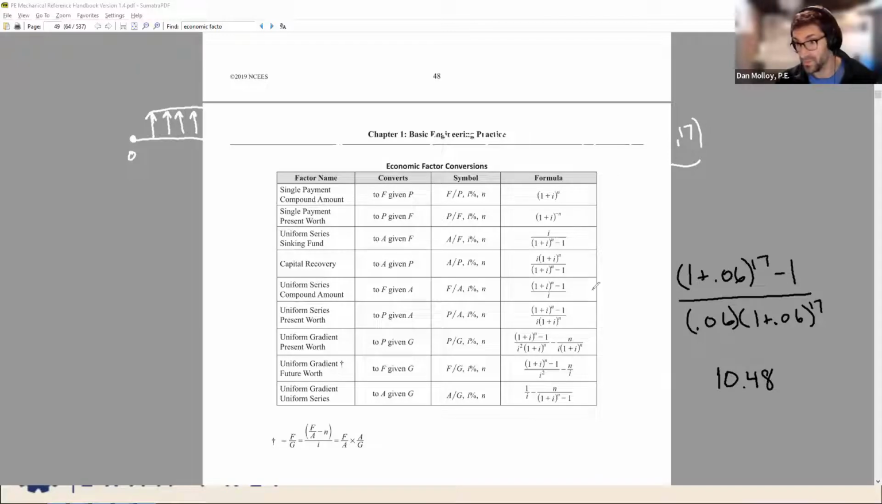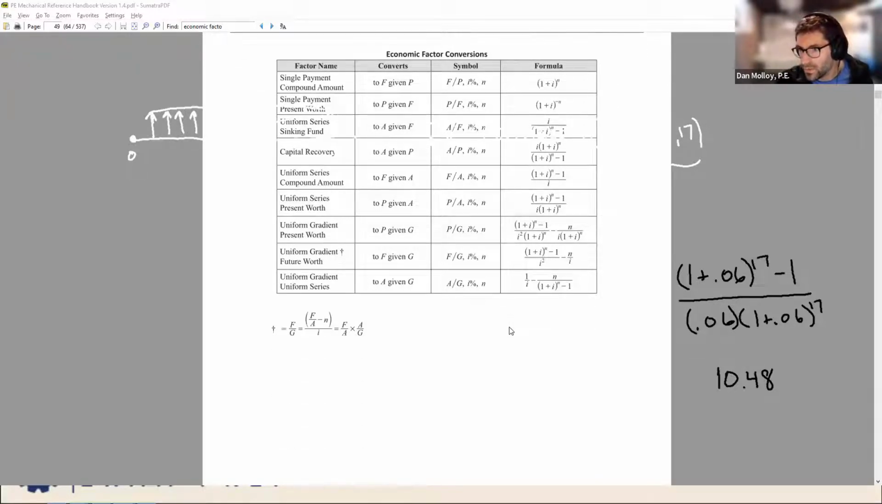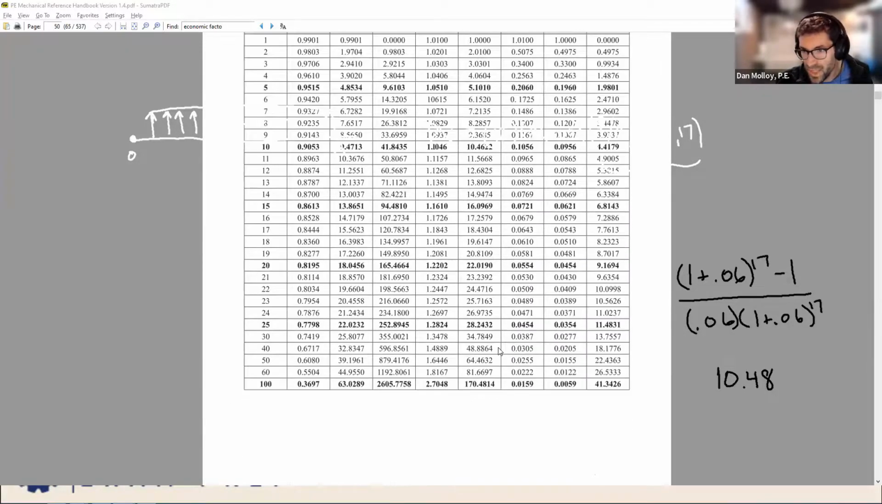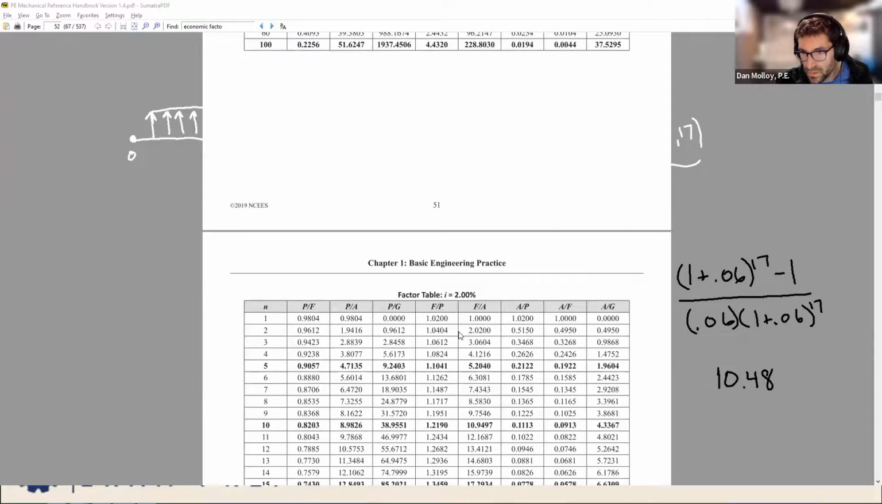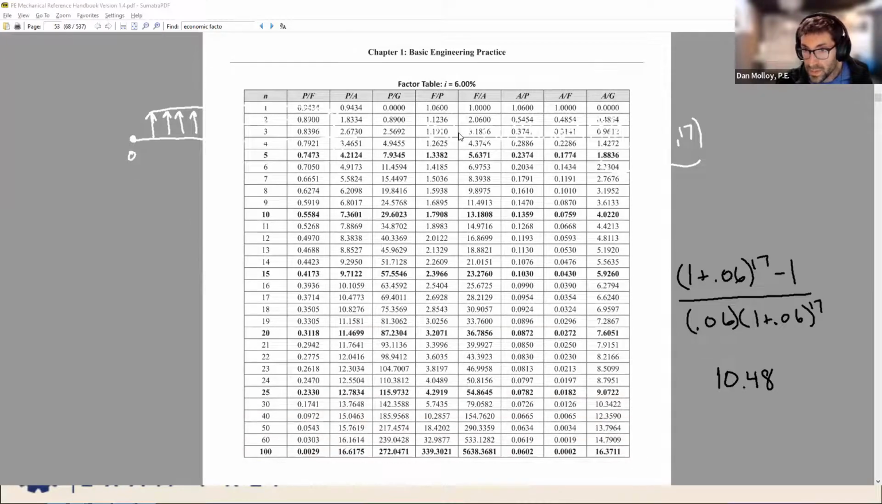Okay, so now let's validate that with the table. So we just did 6% in 17 years. 6%, 17 years, and we want P given A, 10.4773. Awesome. So that's our number.